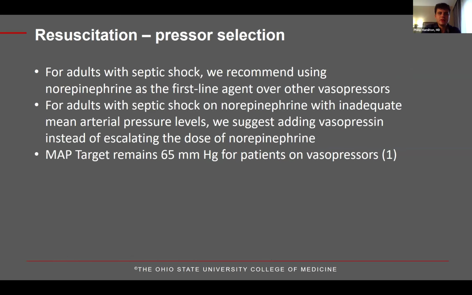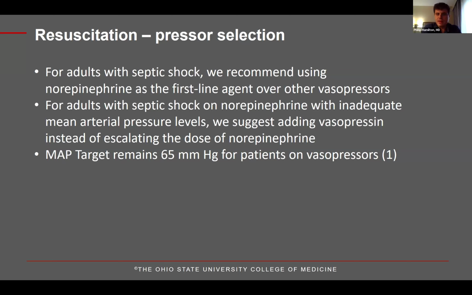And then as far as pressor selection, they recommend using norepinephrine as first line over other vasopressors. And this is for generalized septic shock. If the patient's coming in with kind of a mixed shock picture with cardiogenic and sepsis, there's language about considering dobutamine or epinephrine for those patients. But for patients with purely septic shock, there's a strong recommendation for using norepinephrine as the first line agent for pressor selection, and then using vasopressin as the second agent.